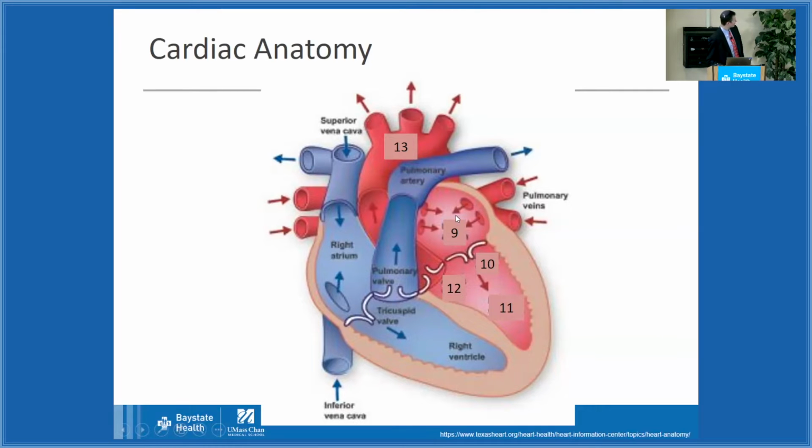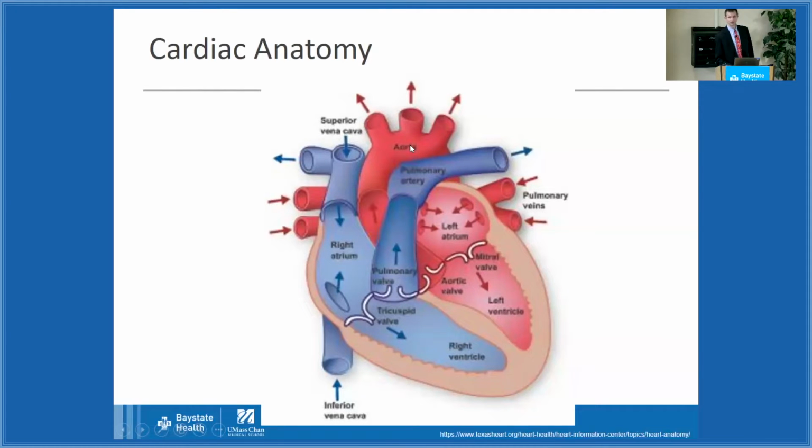The pulmonary veins drain blood into the left atrium here, which pumps blood through another valve, this is the mitral valve, into the left ventricle. The left ventricle is the main pumping chamber of the heart, and it pumps blood out through the aortic valve into the aorta, which is the main blood vessel of the body.